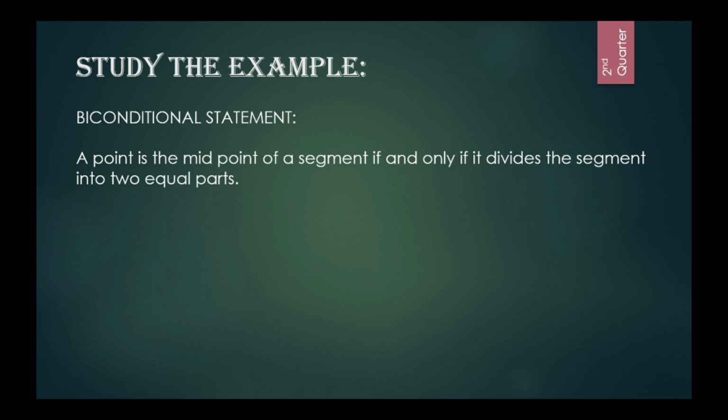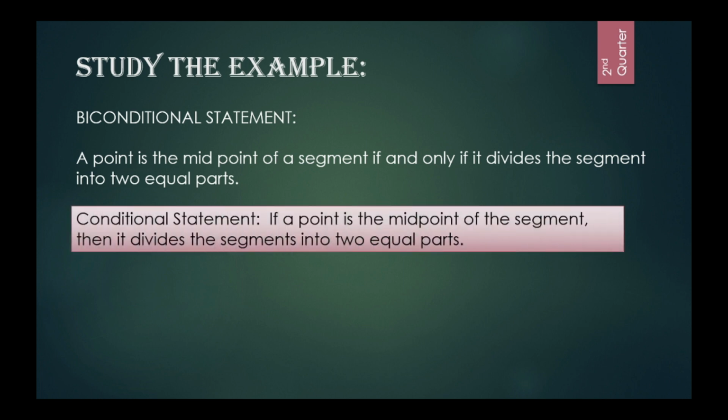Okay. Let us have another example of biconditional statement. A point is the midpoint of a segment if and only if it divides the segment into two equal parts. Right. So, in this biconditional, pwede na natin paghiwalayin para makakreate tayo ng conditional statement. And this will be, if a point is the midpoint of the segment, then it divides the segment into two equal parts. So, pinaghiwalay na natin yung ating biconditional, ginawa na natin siyang conditional by adding the word if, and then. So, we have if and then statements.